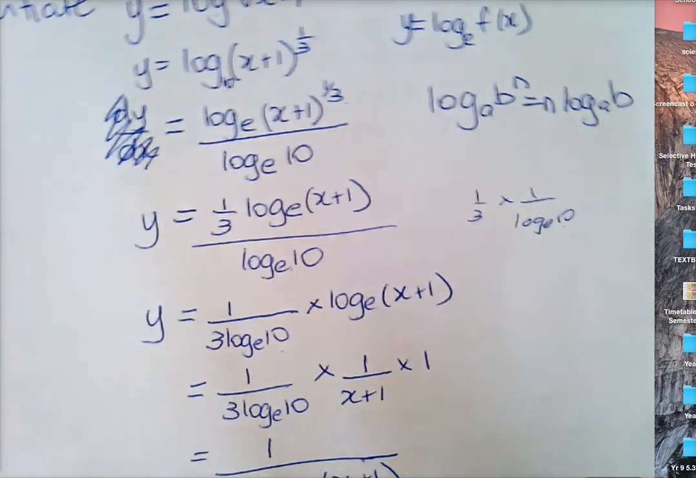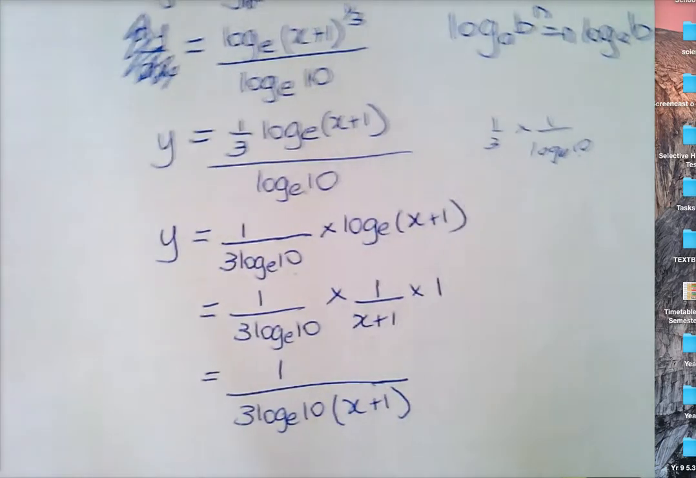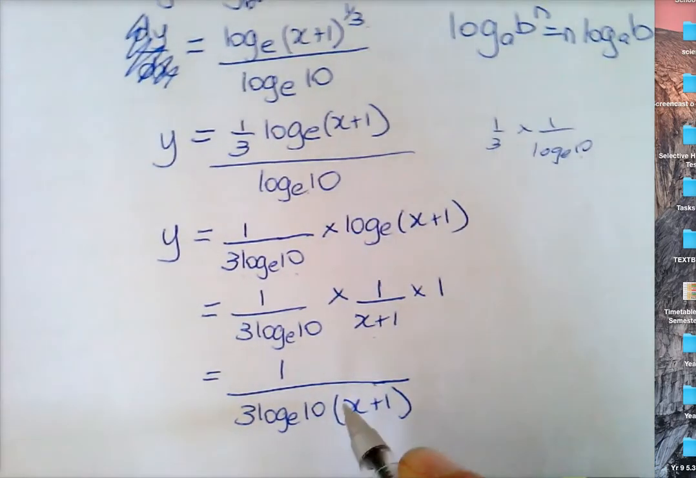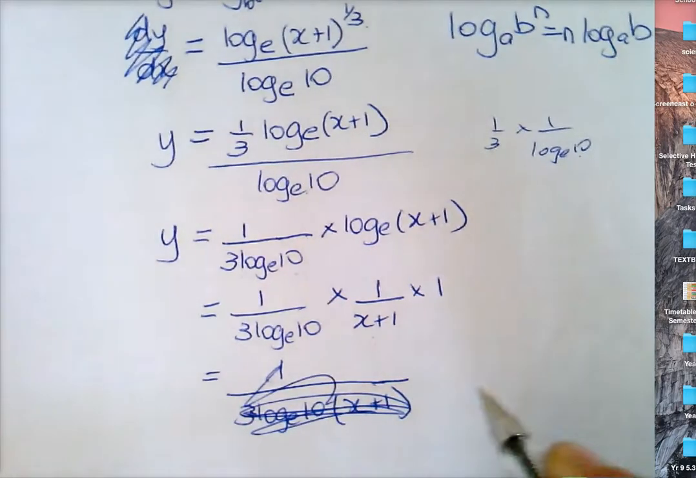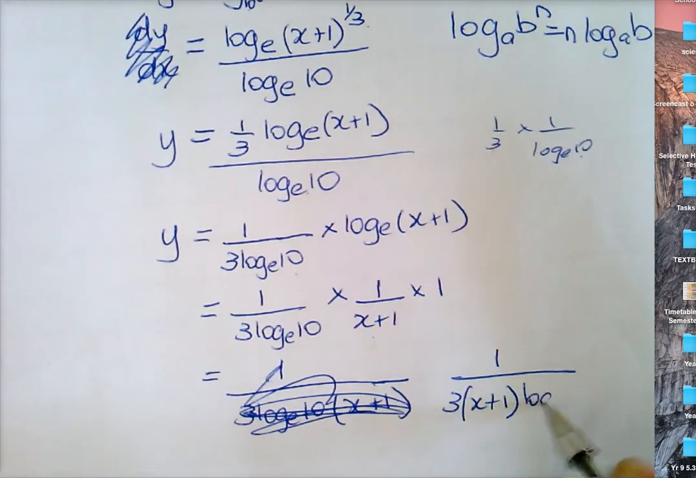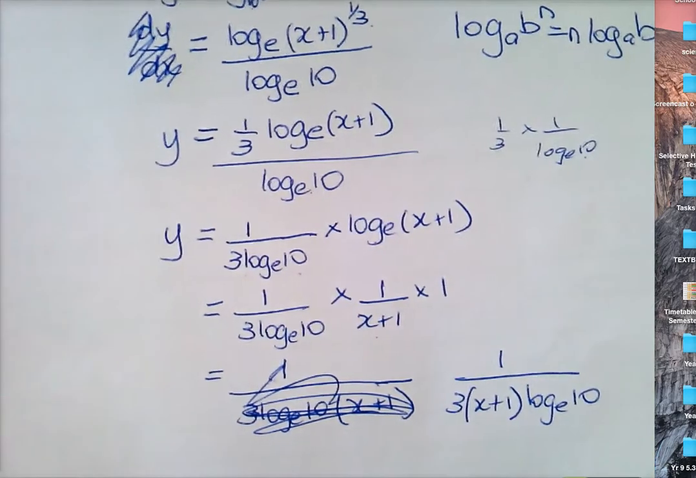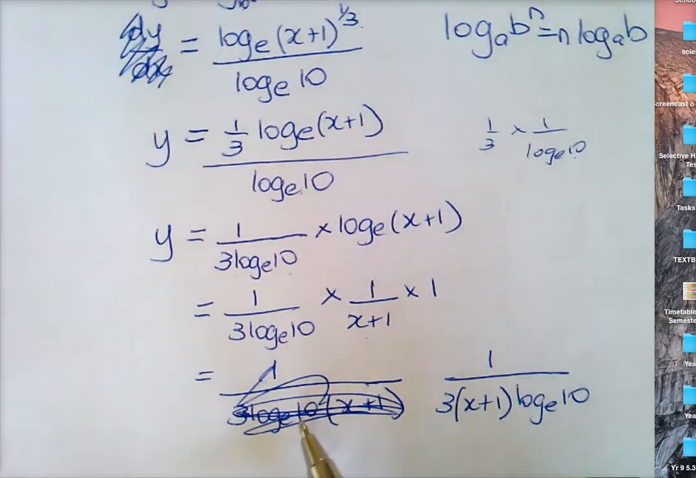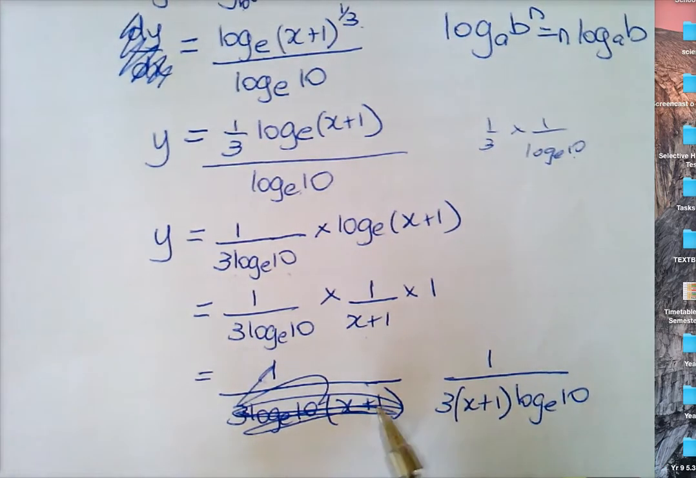You know what? I really don't like that x plus 1 at the bottom. It looks like it's 10 bracket x plus 1. That's a really bad place for it to be. You're better off going 1 over 3 bracket x plus 1 log to the base e of 10. Otherwise it looks like it was 10 times x plus 1, and it wasn't.